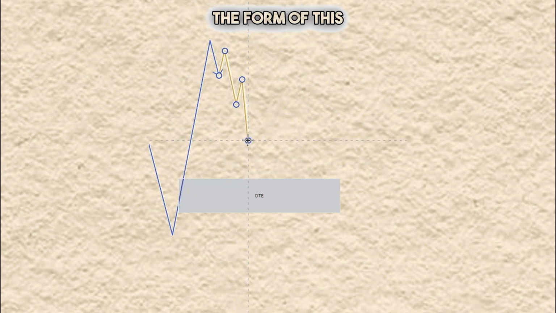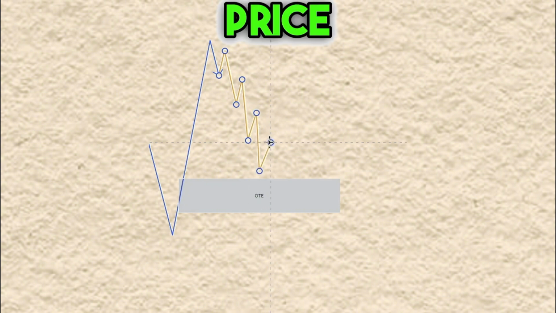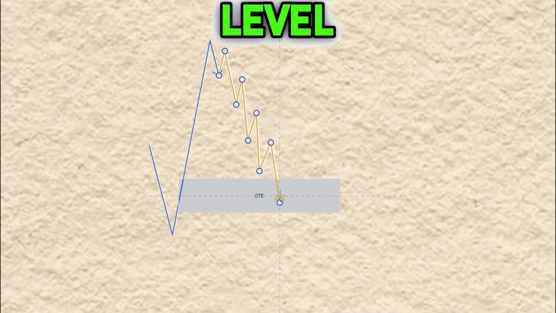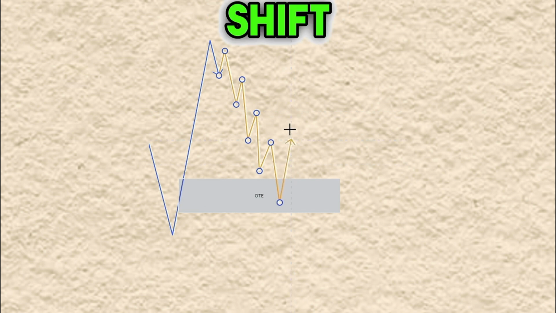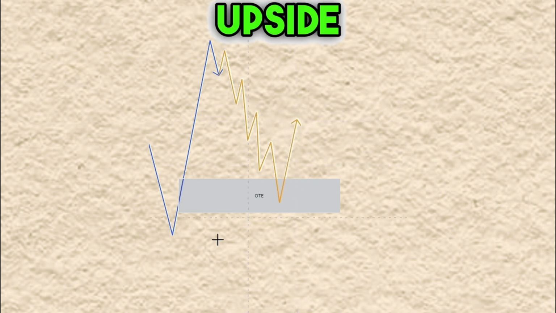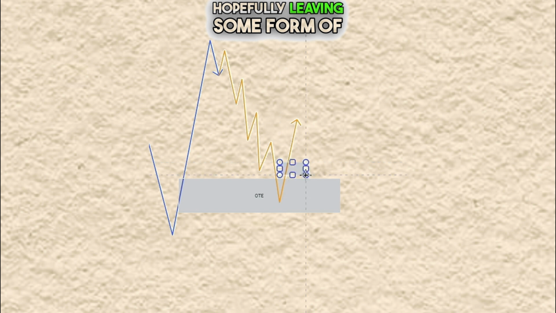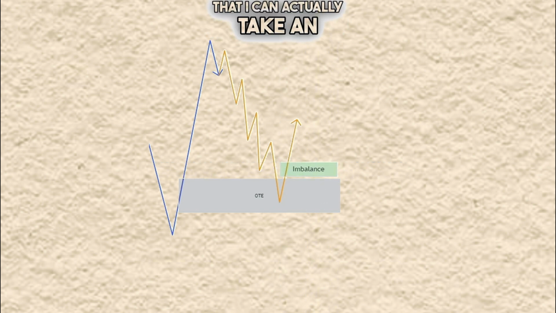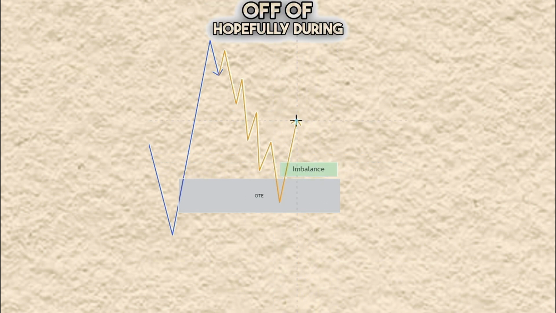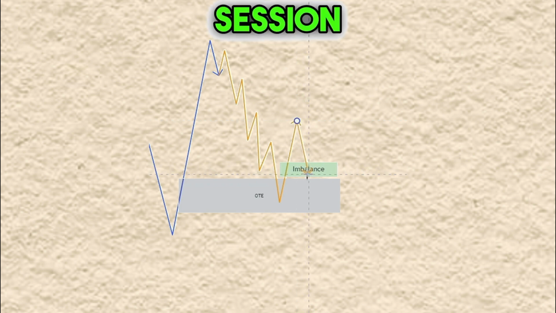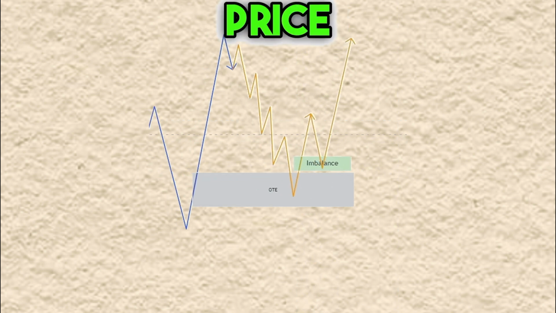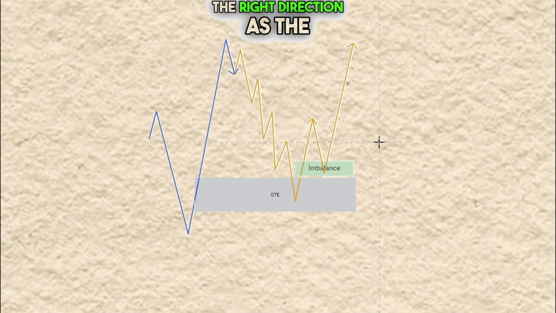price action in the form of this downward trend until price comes into my OTE level area and then gives me a shift in market structure to the upside, hopefully leaving some form of fair value gap that I can actually take an entry off of, hopefully during the London session or the New York session, where I can take advantage of price trending in the right direction as the higher time frame.